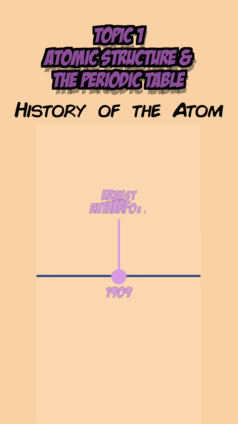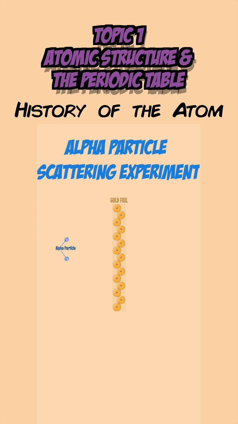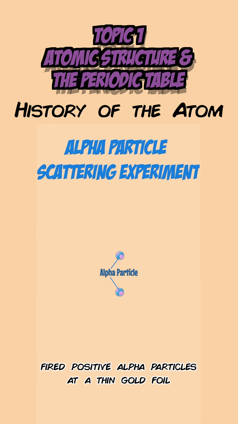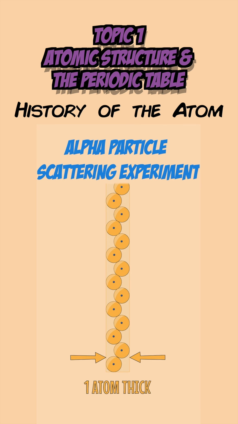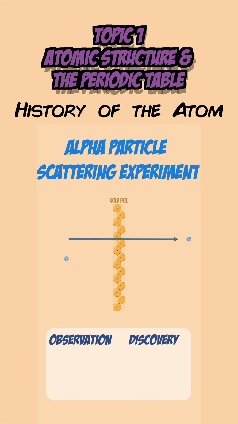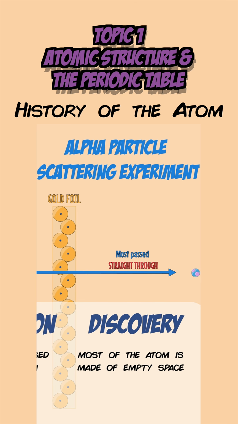A few years later, Ernest Rutherford and his student Ernest Marsden conducted the alpha particle scattering experiment which disproved the plum pudding model. During this experiment, they fired positively charged alpha particles at a thin piece of gold foil. It was so thin that they could assume that it was only 1 atom thick. While carrying it out, they found that nearly all of the alpha particles passed straight through the gold foil. This told them that most of the atom must be made out of empty space, as there was nothing to stop them.